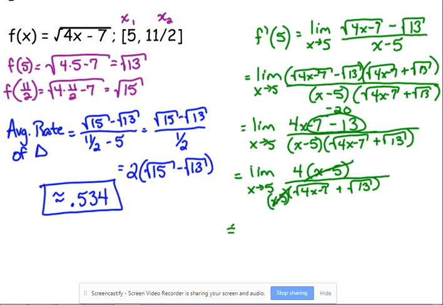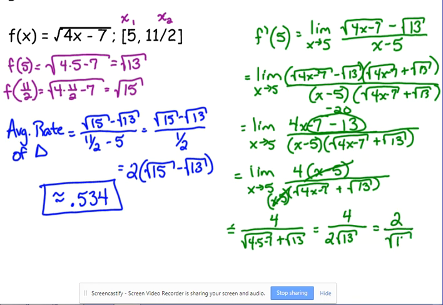So, I'm going to plug in 5 because I just removed the problem. 4 over the square root of 4 times 5 minus 7 plus the square root of 13. So what do we get? 4 over 2 square roots of 13. 4 times 5 is 20, minus 7 is 13. Square root of 13 plus square root of 13 is 2 square roots of 13. So this is 2 over the square root of 13. That is f prime of 5. That is the derivative at 5. That is the instantaneous rate of change at 5. That is the slope of the tangent line at 5.